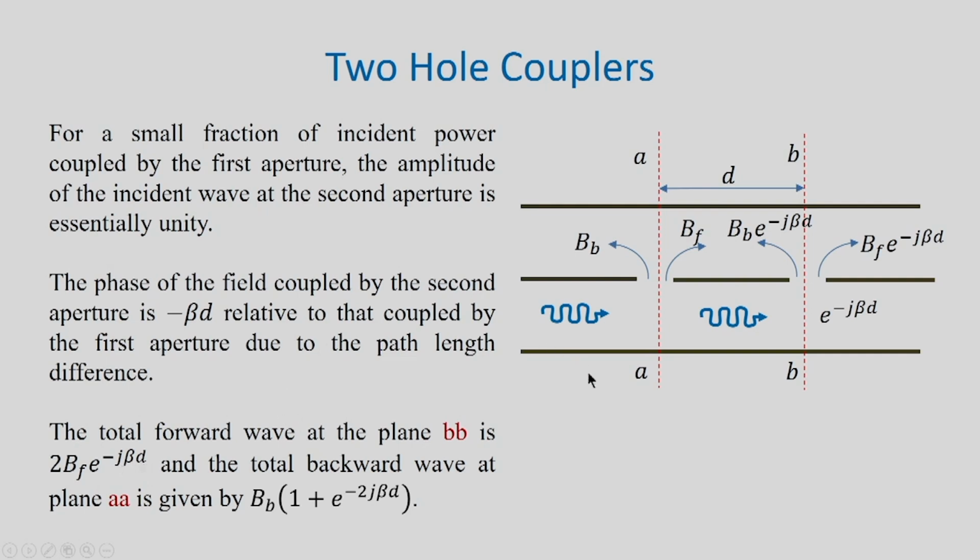And at the plane AA, the total backward wave will be given by Bb plus Bb e to the power minus j 2 beta d, because we get this backward travelling wave which is given by Bb e to the power minus j beta d, which will suffer another phase shift because of this length d.